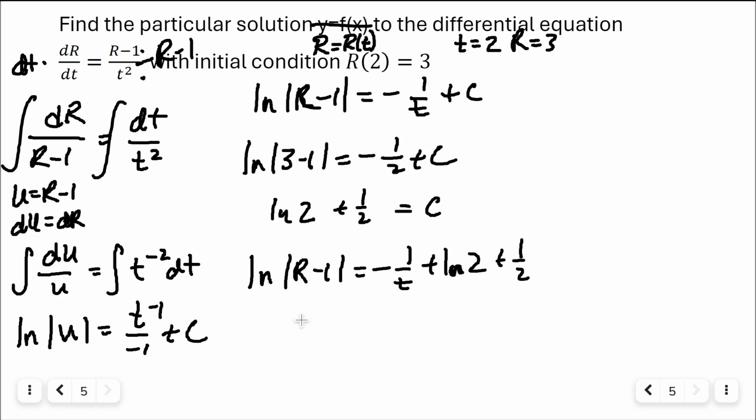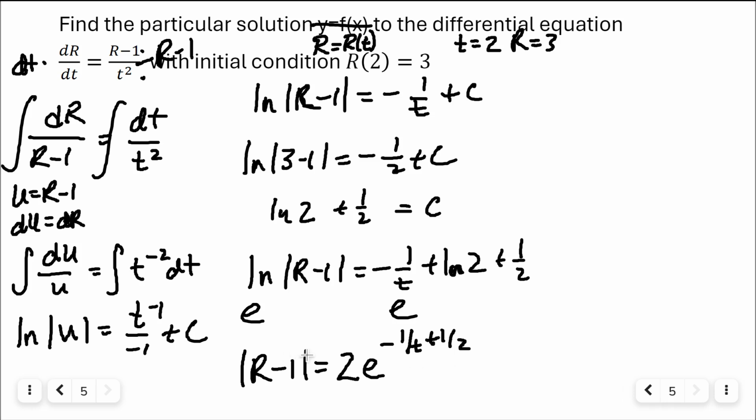Okay, now we want to keep going. We need to exponentiate, trying to solve for r. We're trying to get r alone. So now we have the absolute value of r minus 1 equals this e to the ln 2 that's in the exponent. I'm going to make it a 2 and stick it in front. Okay, so we're going to have 2 e to the negative 1 over t plus 1/2.